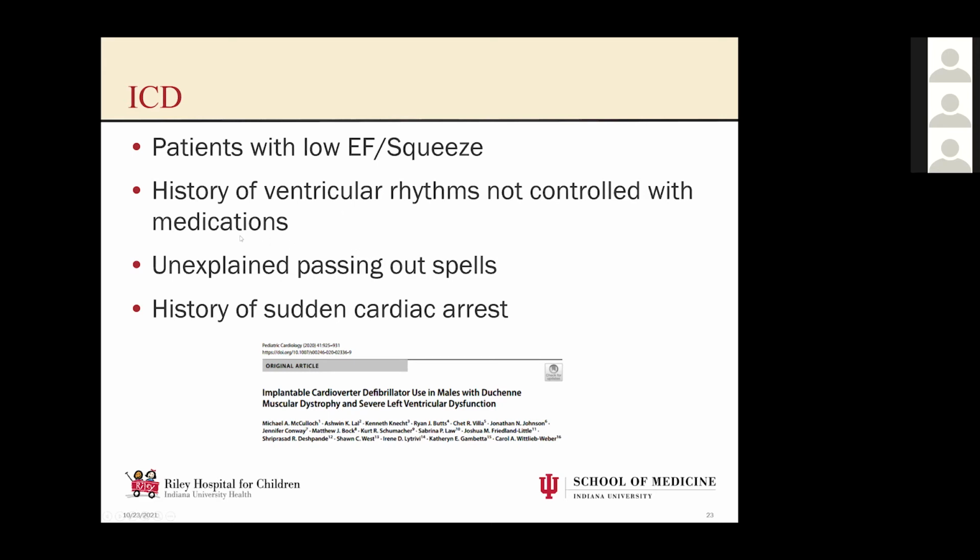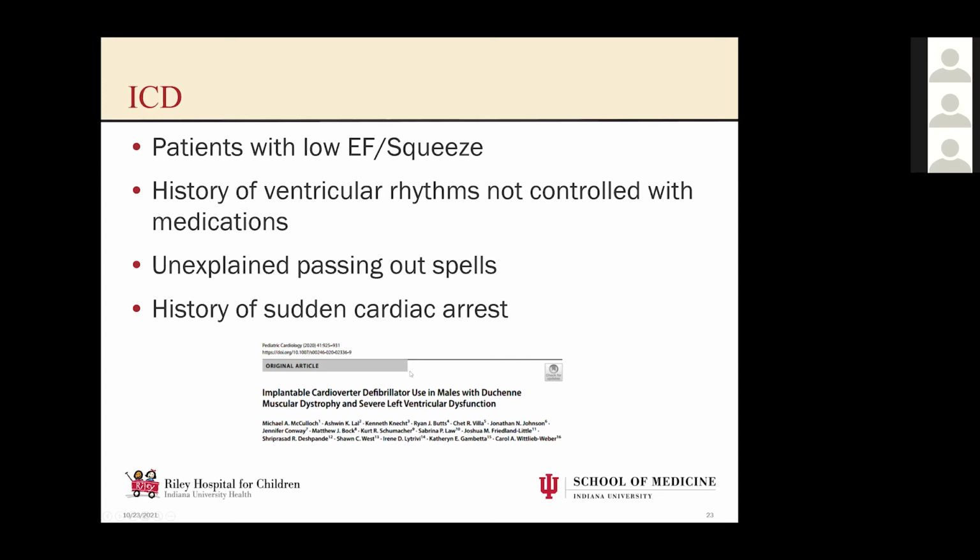A patient might have an unexplained passing out spell that worries us that it was a rhythm thing that we did not catch. Or of course, they had a history of a sudden cardiac arrest and were resuscitated by somebody because there was an AED or CPR was performed, or they were in the hospital around medical care providers who resuscitated them. Those would be sort of patients that we would identify as possibly benefiting from an ICD.